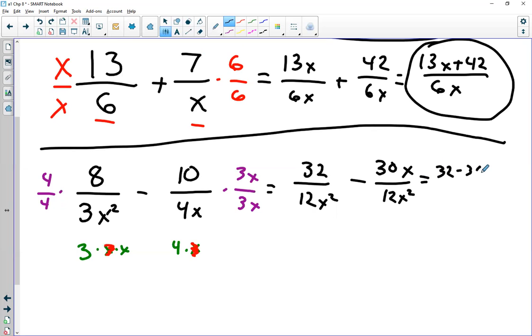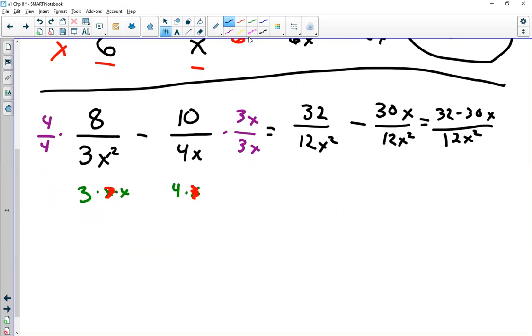32 minus 30x over 12x squared. Could you take something out? Good. If you look at all these numbers, you have to break down 12x squared. No, you could leave it like that. But for this one, 32, 30, and 12 are all divisible by at least 2, so I could take a 2 out of everything. So your final answer? Good, and then just check again. 16 and 15 have nothing in common, so you can't factor anything.